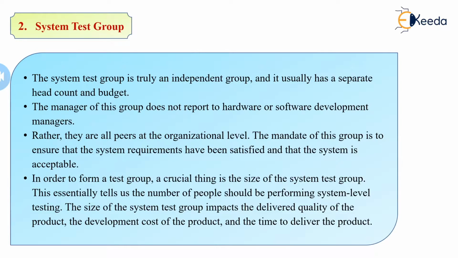It is one of the important factors: the size of the system test group, like how many people, the head count, how many people you have under your testing group. So it essentially tells you the number of people performing system level testing. Later on this will have an impact on the development cost of the product, the time to deliver the product, and the defects if any are found. So later on the budget itself, as they have mentioned, the cost of the product. So the budget is also included.